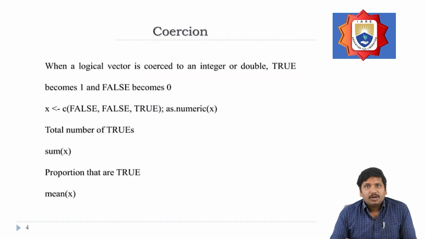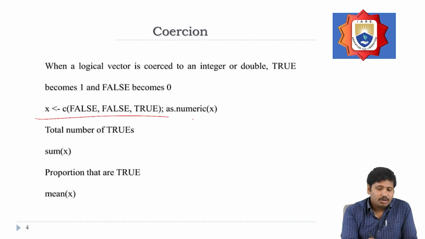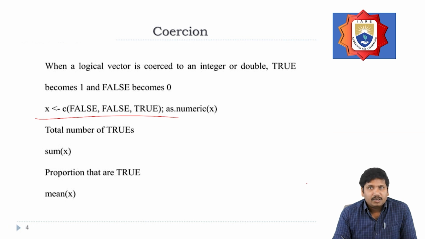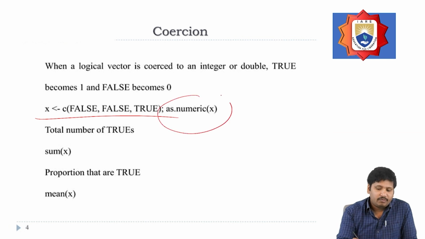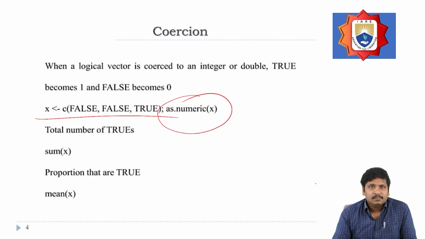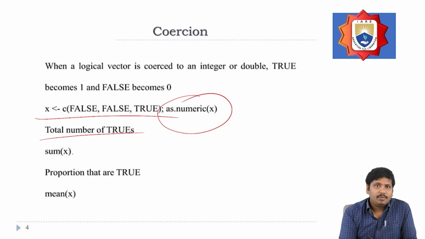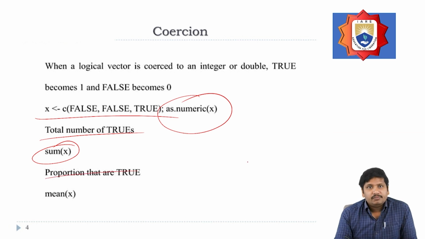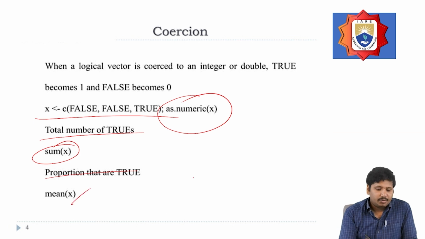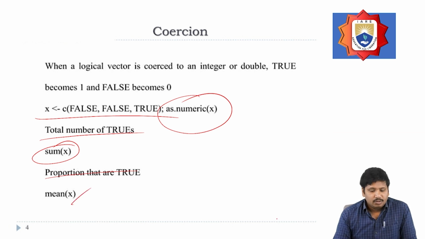Coercion also happens when a logical vector is coerced into integer or double: TRUE becomes 1 and FALSE becomes 0. Here I create a logical vector and want to convert it into numeric, so I use the function as.numeric of x. I can count the number of TRUE values in the vector using the sum function, find the proportion, and also use mean. Like this we can calculate it.